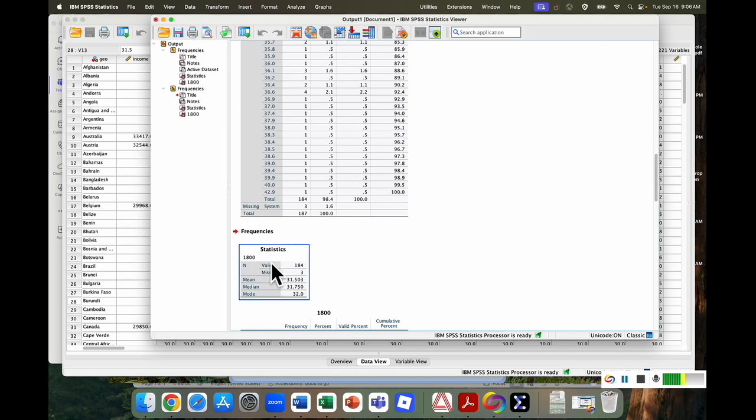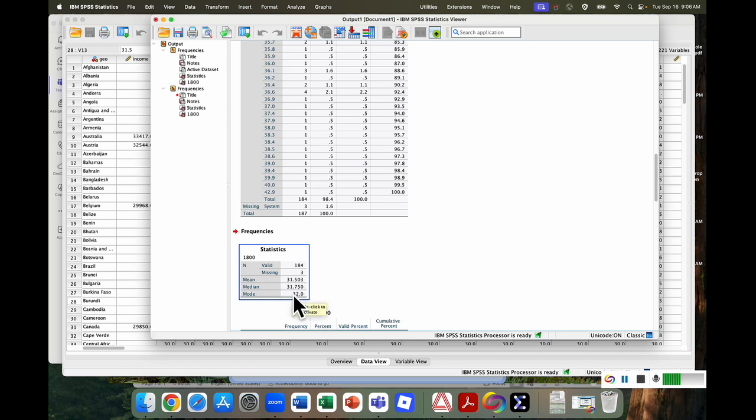Or scroll here, and then you have a table of output that tells you your sample size. So here the N is 184. The mean, 31.5, the median, 31.75. As this indicates, the similarity of the median and the mean indicates that a normal distribution is likely, and the mode, the most common response, is 32.